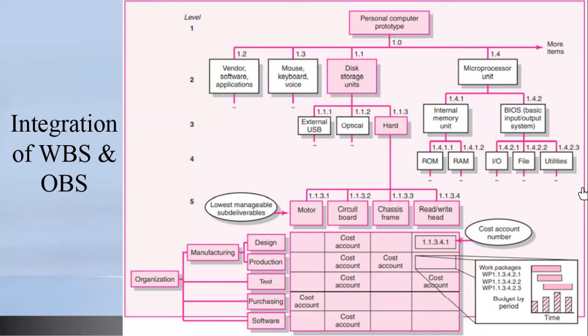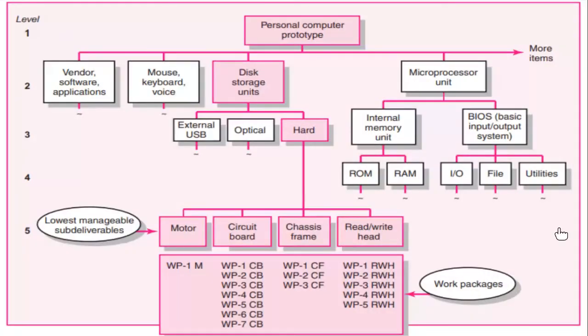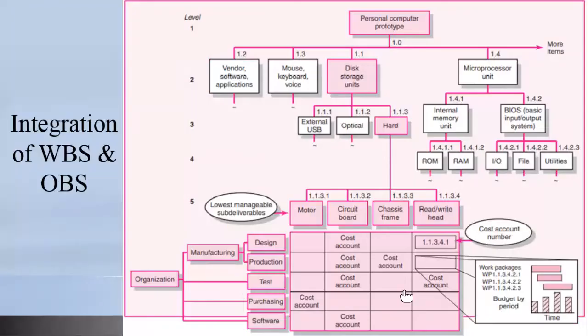Now, the chassis frame. Let's go back to the chassis frame. It had 3 work packages, so there are 3 series or sets of activities to be undertaken to produce the chassis frame. The responsibility for those 3 work packages is the production unit. So the production unit will do all the works necessary to produce the chassis frame.